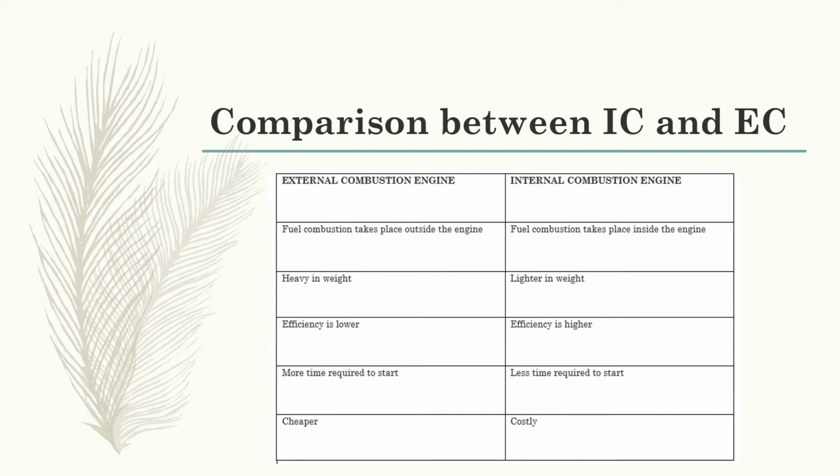So sa internal combustion, mas mahal siya kasi yung mga ginagamit natin dyan is yung gasoline, mga diesel. While dun sa external combustion, ang ginagamit natin dyan is coil, tapos tubig. So mas mura siya in case of mga fuel. So yun yung report ko, and maraming salamat po.